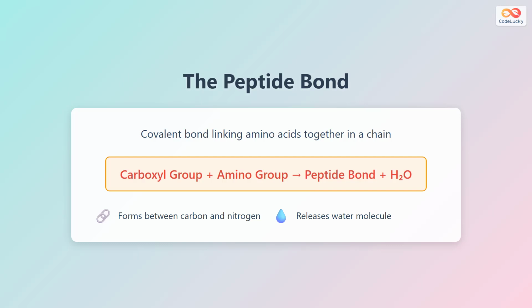Amino acids connect to form proteins through a special type of covalent bond called a peptide bond. Here's how it works. The carboxyl group of one amino acid reacts with the amino group of another amino acid. This reaction creates a bond between the carbon atom and the nitrogen atom, forming the peptide bond. During this process, a water molecule is released. This is why we call it a condensation reaction or dehydration synthesis. Once formed, these peptide bonds create the backbone of the protein chain.